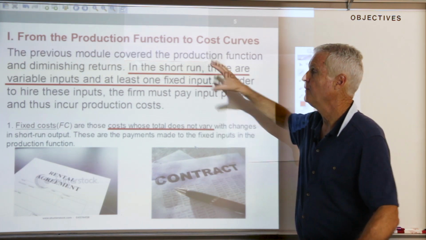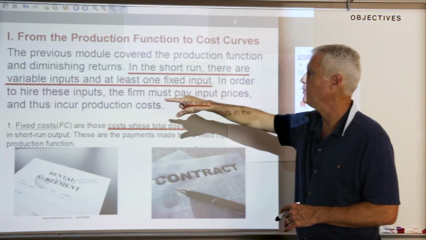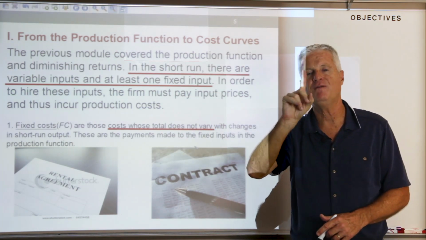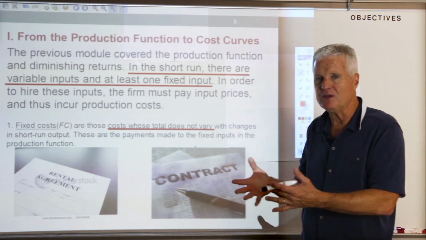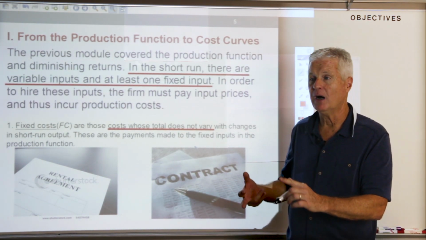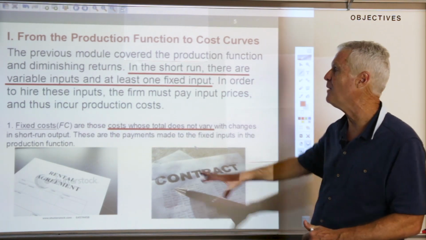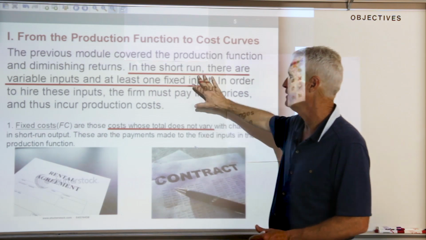Now, these are things I want you to write. In the short run, there's variable inputs and at least one fixed input. That's the definition of the short run. Something's fixed, be it rent, the cost of your manager, the cost of the pizza oven, at least one thing, and there might be a number of things that are fixed.